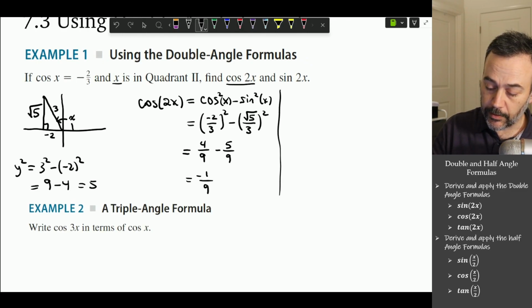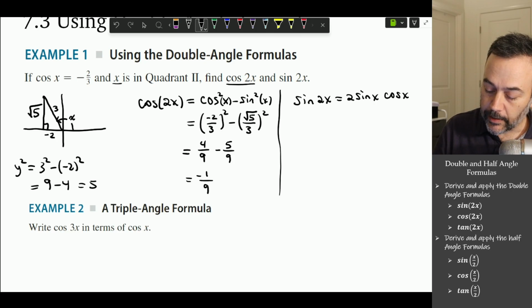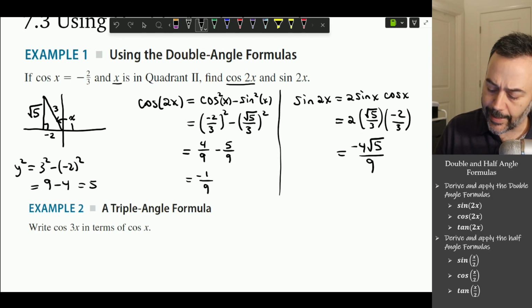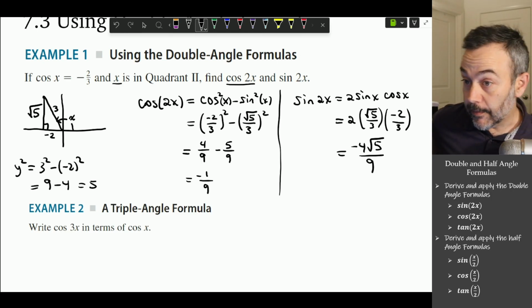And while we're at it, we could do the same thing with sine 2x. Sine 2x is 2 sine x cos x. And sine x is, we just said it, √5/3. And cos x is what was given, -2/3. And multiply that out, -4√5/9. Okay, there we go, that's it.